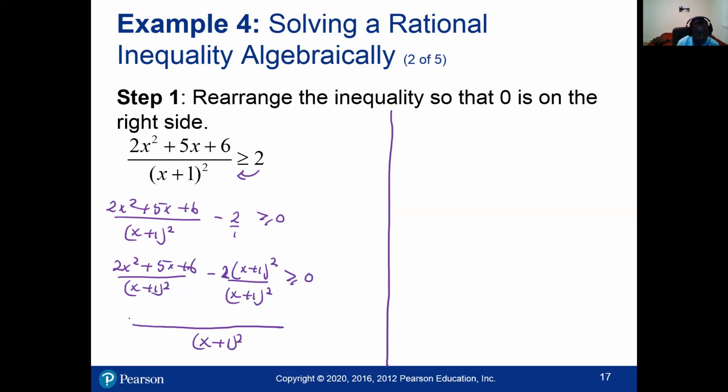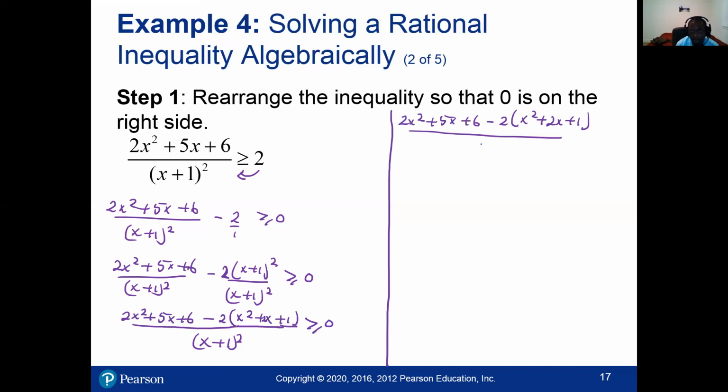All right. And I have 2x squared plus 5x plus 6, then minus 2 times... now let's expand (x plus 1) squared. That will give me x squared plus 2x plus 1. Okay. This greater than or equal to 0. All right. So let's rewrite this here. We have 2x squared plus 5x plus 6, then minus 2 in parentheses, x squared plus 2x plus 1.